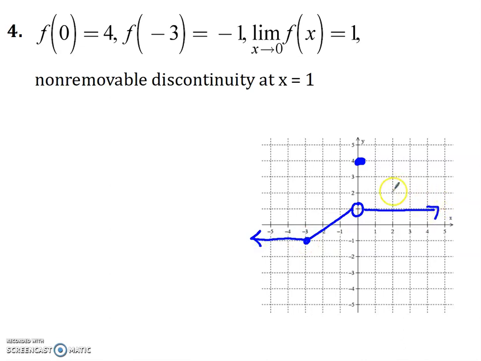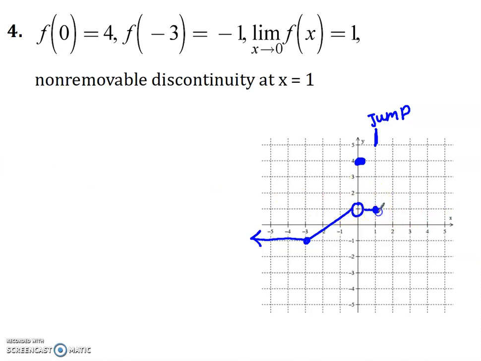So now I know I'm not done, but I just wanted to draw that in so that I remember I have to be connected to this point. Okay. Well, then the last thing they tell us is that we have non-removable discontinuity at x equals 1. So that means right here, I need a jump in the graph, which I currently don't have.